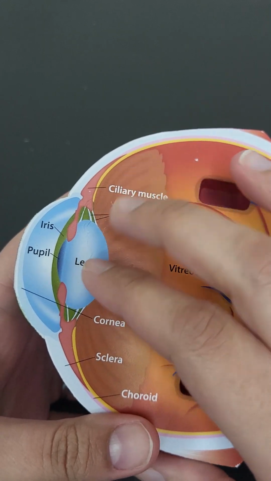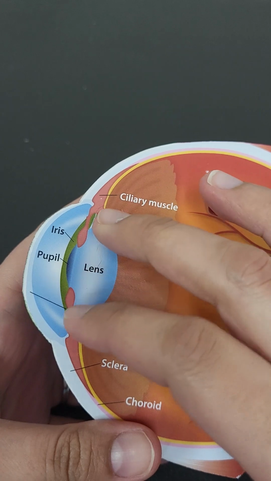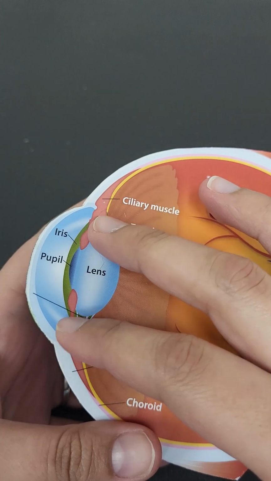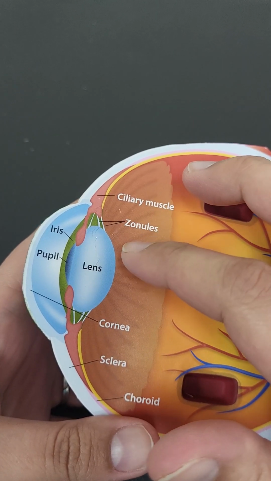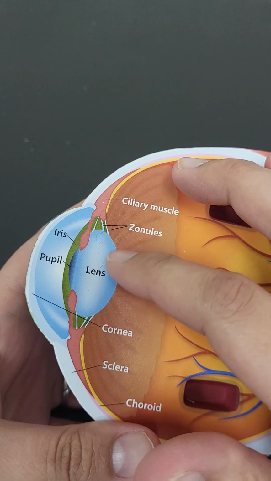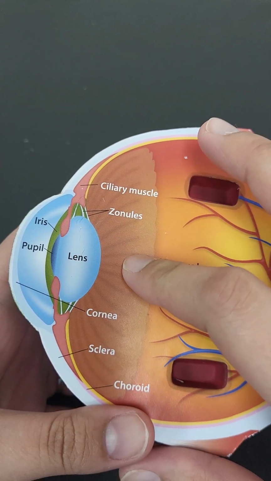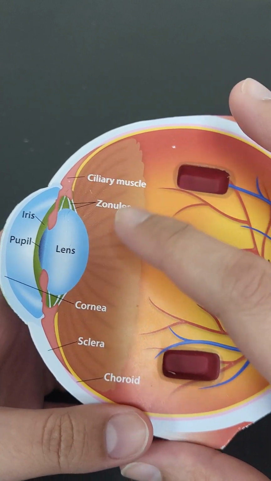There's the lens that stretches out and gets thinner depending on how far away stuff is that you're trying to focus on, or it squashes down and gets a little thicker if you're trying to really focus on something far away. At least I believe it's far away. If I'm incorrect, please let me know in the comments.